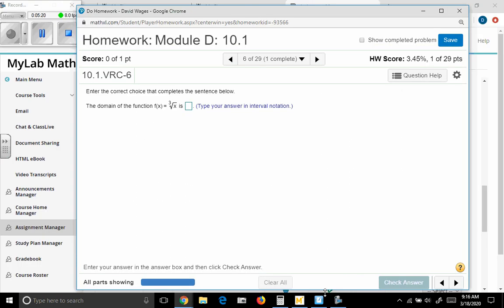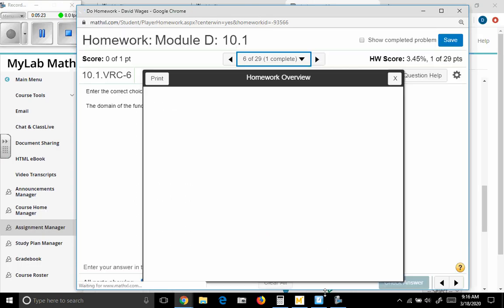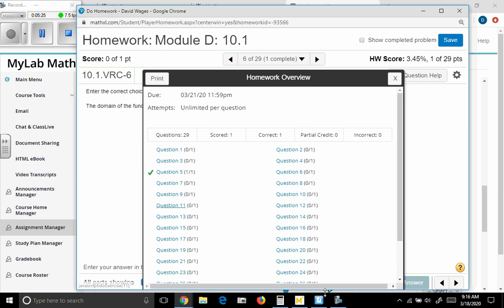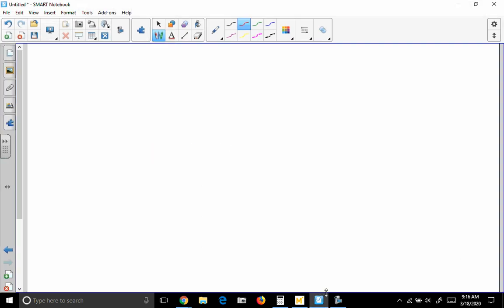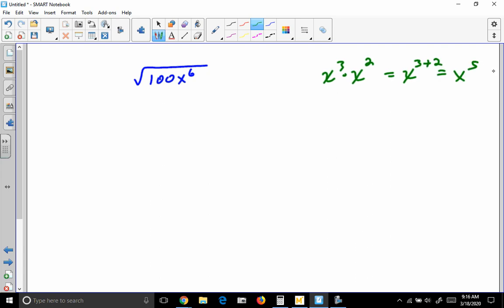So now let's work through some problems. So let's do this one. The square root of 100x to the 6th. So, quick reminder, remember when we are multiplying and our bases are the same, we add the exponents. Okay?